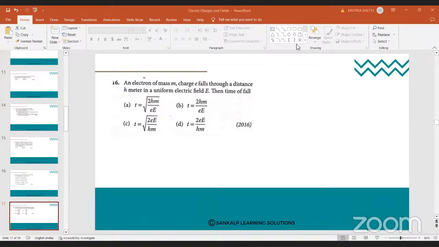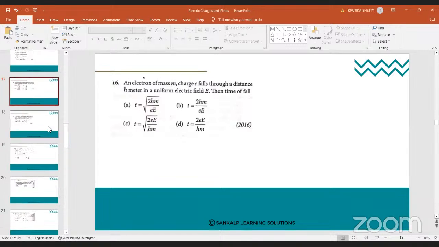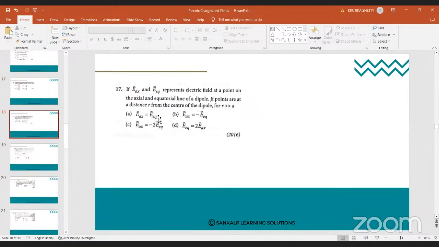The next question is: if E_ax and E_eq represent electric field at a point on the axial and equatorial line of a dipole, if the points are at a distance r from the center of the dipole, for r much greater than a. So they are asking the relation between the electric field along the axial line and along the equatorial line. Yes, many students know the answer. That is option C. Yes, it is correct.